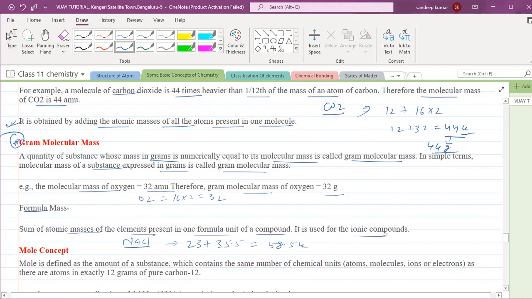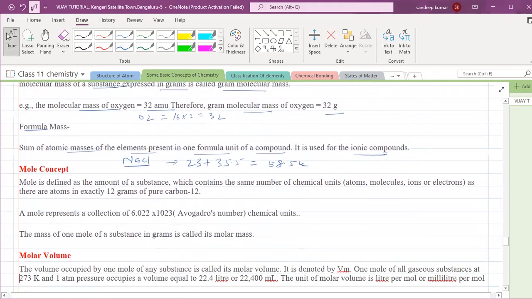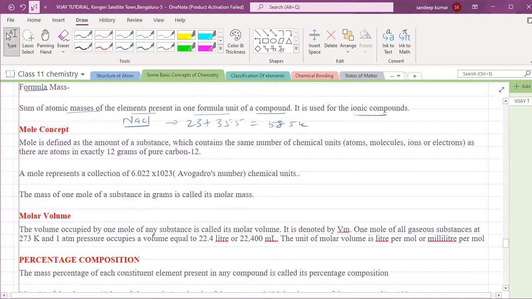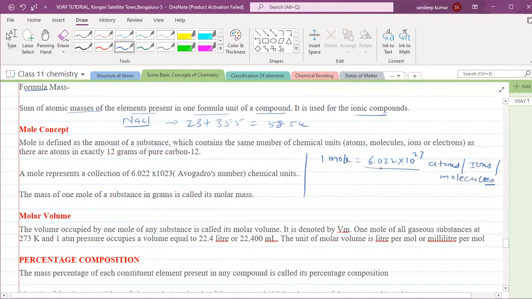Now we'll focus on the mole concepts. Mole can be defined in three ways. Generally, 1 mole of a substance is equal to 6.022 into 10 to the power 23. It may be atoms, it may be ions, it may be molecules. Am I clear? 1 mole of a substance is equal to this much. 1 mole is actually a number.